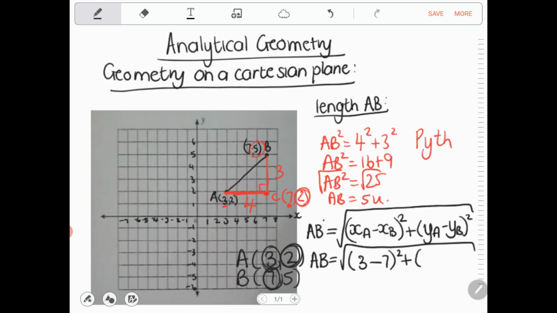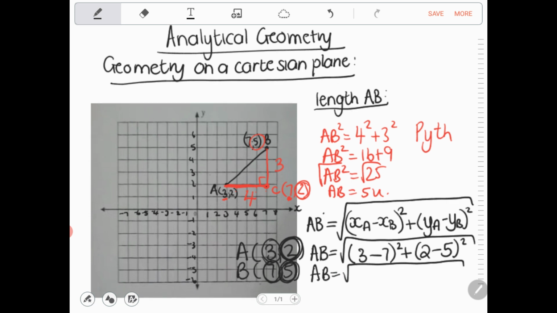Y at A is 2. Y at B, 5 squared. Okay, so this is going to give me negative 4 squared plus negative 3 squared. And now that's going to give me 16 plus 9, square root of 25, which is 5. Exactly the same answer as here.